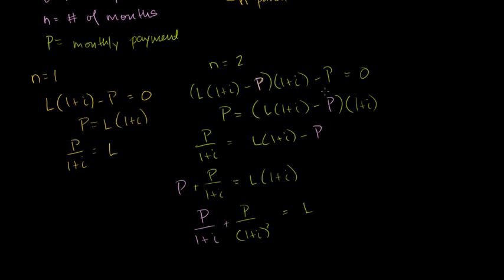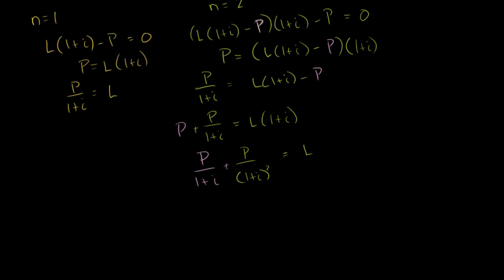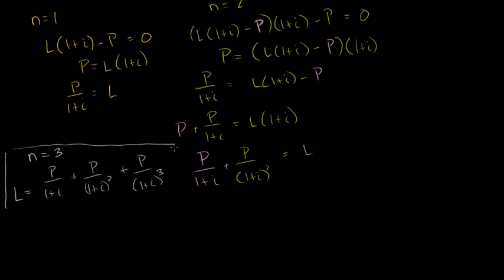You might want to verify this for yourself if you want a little bit of algebra practice. If you do this with n equal to 3, I'm not going to do it just for the sake of time, you're going to get that the loan is equal to p over 1 plus i plus p over 1 plus i squared plus p over 1 plus i to the third. If you have some time, I encourage you to prove this for yourself, just using the exact same process that we did here. It's going to get a little bit hairy and there's going to be a lot of manipulating things, but it won't take you too long.